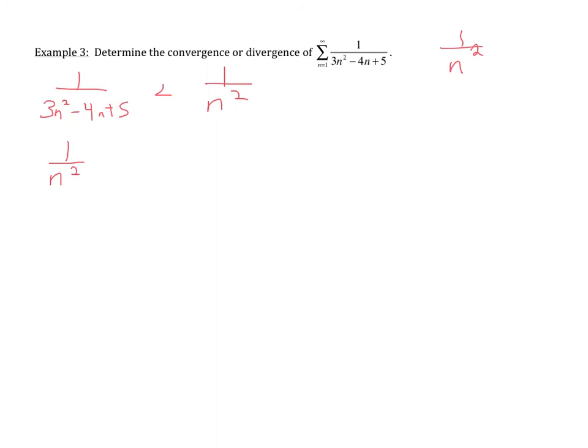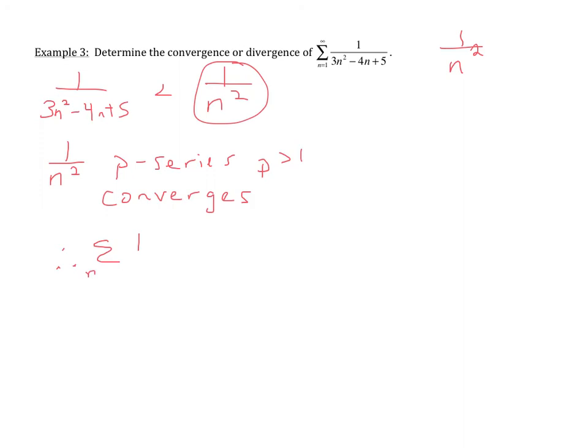This is a p-series with p greater than 1. That means that it converges. And since it's the bigger series, then the smaller series, I always forget to write this. Okay, 1 over 3n squared minus 4n plus 5 converges by the direct comparison test.